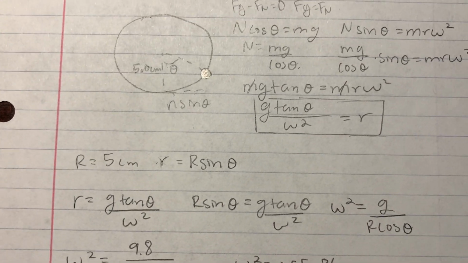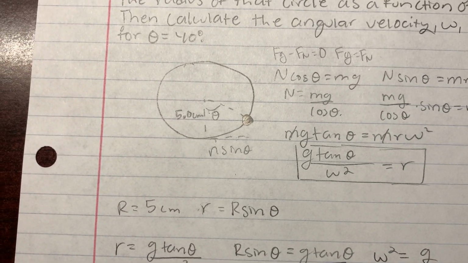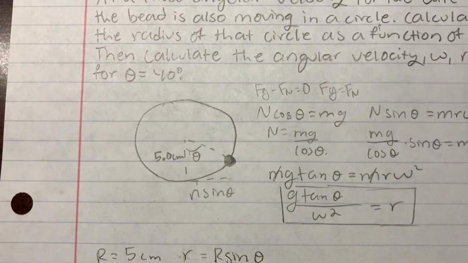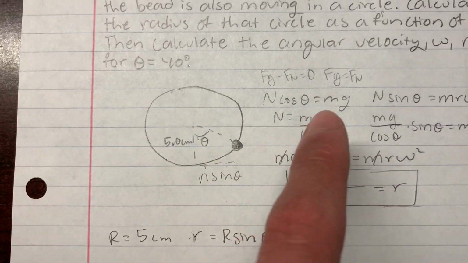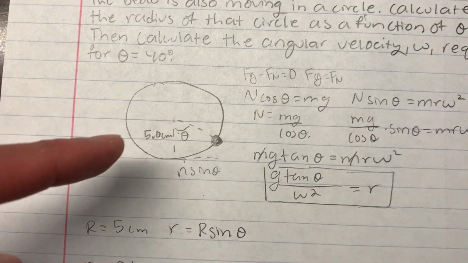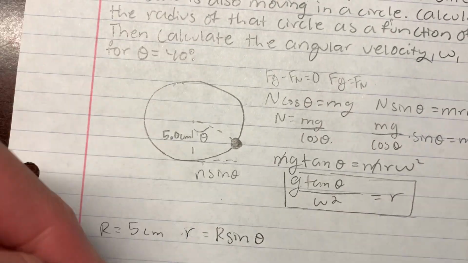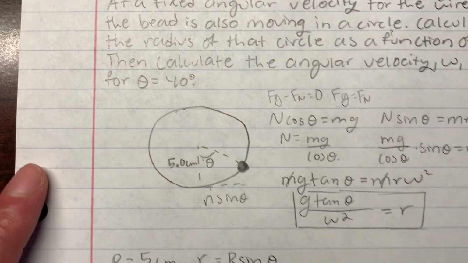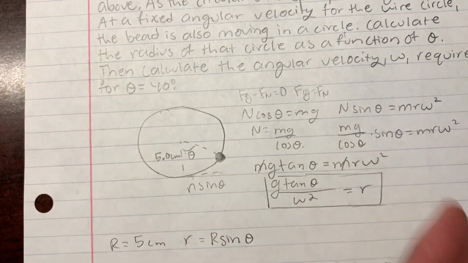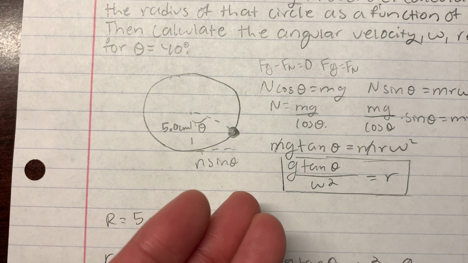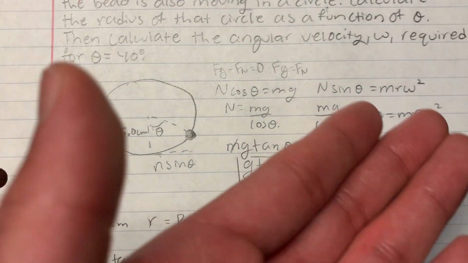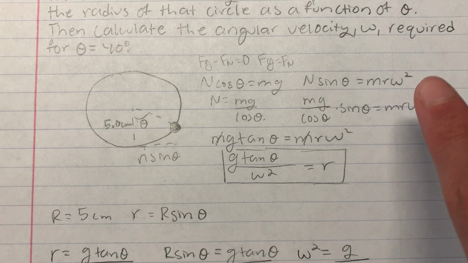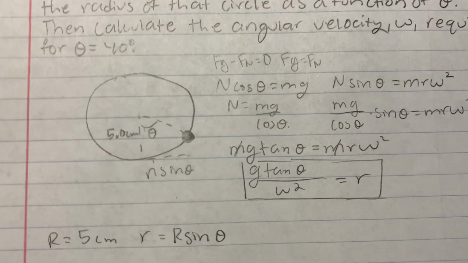We're going to make N be the normal force that is acting on the bead of this circular wire. If you do a free body diagram, in the y direction you would get force of gravity minus force normal equals 0. And the other component would be N sine theta, which is equivalent to the centripetal force, which is mass times radius times angular velocity squared.